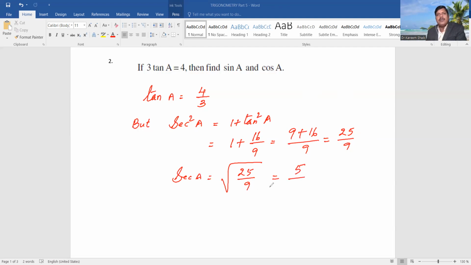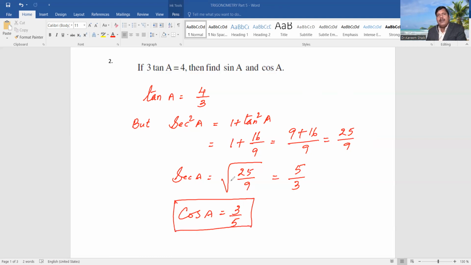The square root of 9 will be 3. So secant A equals 5 upon 3. But secant is the reciprocal of cos, so cos A is nothing but 3 by 5. I hope you observed before we got the same value. So this is cos A.